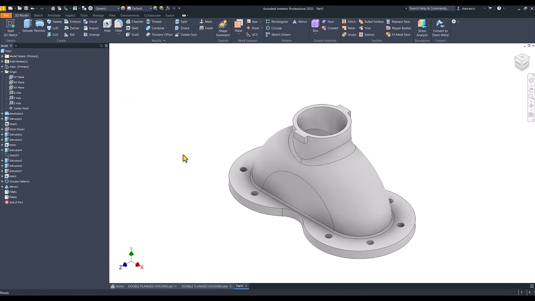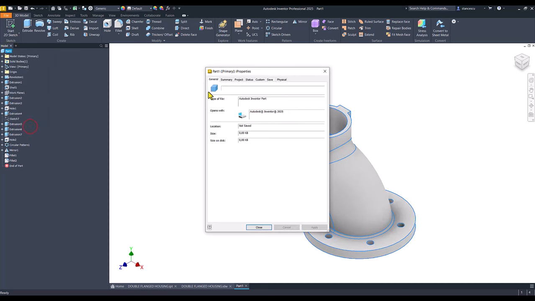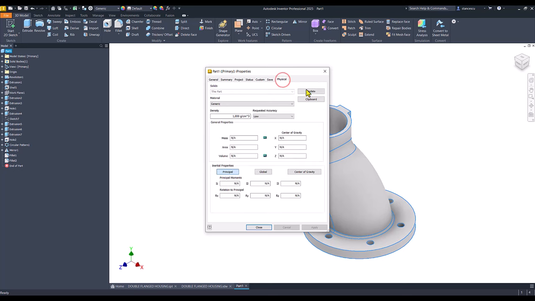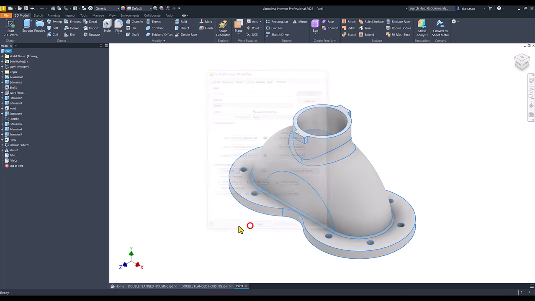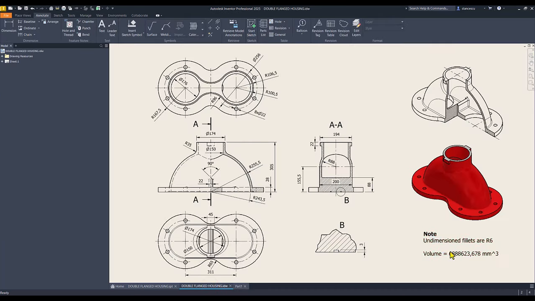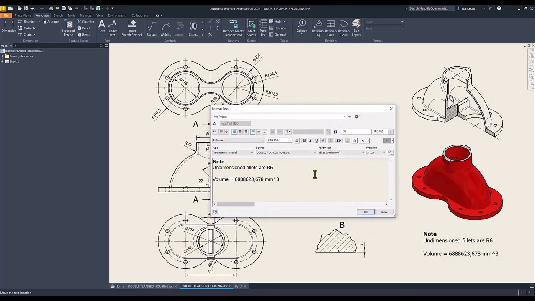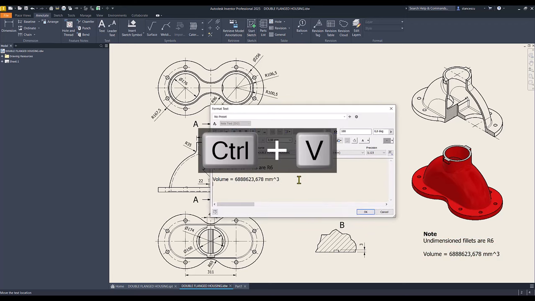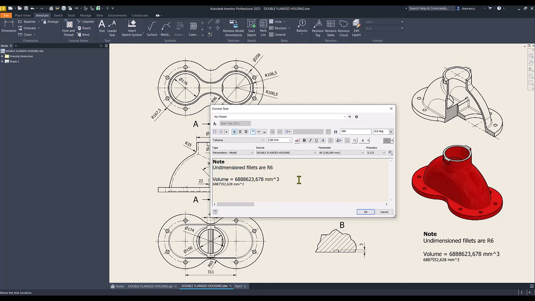Now I suppose I finished the part. Let's see what is the volume. Properties, physical, update, copy, close, drawing, double click, paste. Oh, it is just the same.